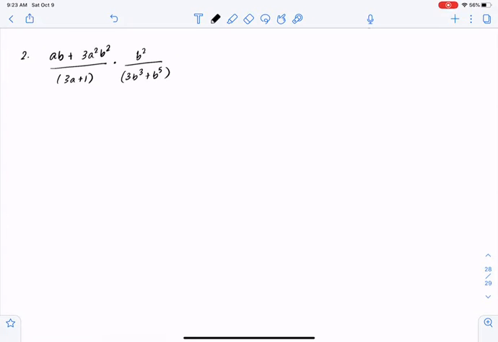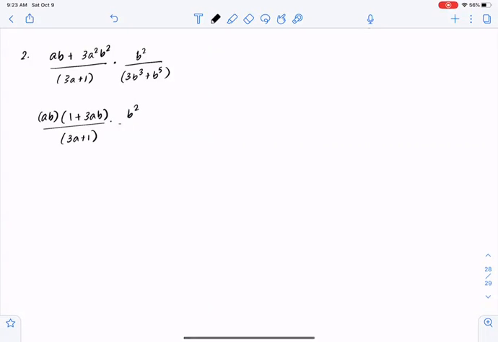It looks like the numerator of the first rational expression has ab in common. If I pull that out, I would have 1 plus 3ab. The denominator, there is nothing I could do about it, so I'll just keep it. So 3a plus 1.